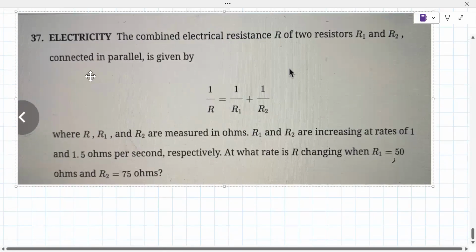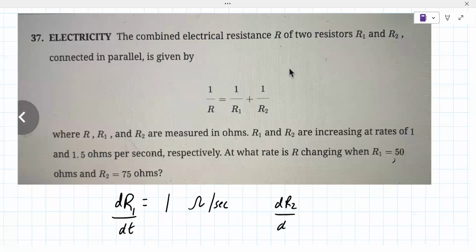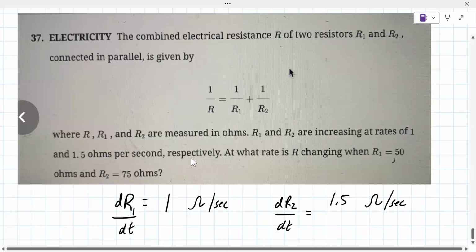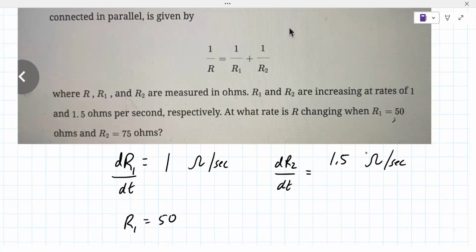So here we go. This is true from physics. The equivalent resistance of two circuits in parallel is given by this equation, and everything's measured in ohms. They're telling you R1 and R2 are increasing at rates of 1 and 1.5 ohms per second. So dR1/dt is 1 ohm per second, dR2/dt is 1.5 ohms per second. At what rate is R changing when R1 is 50 and R2 is 75? This is most similar to the triangle problem.